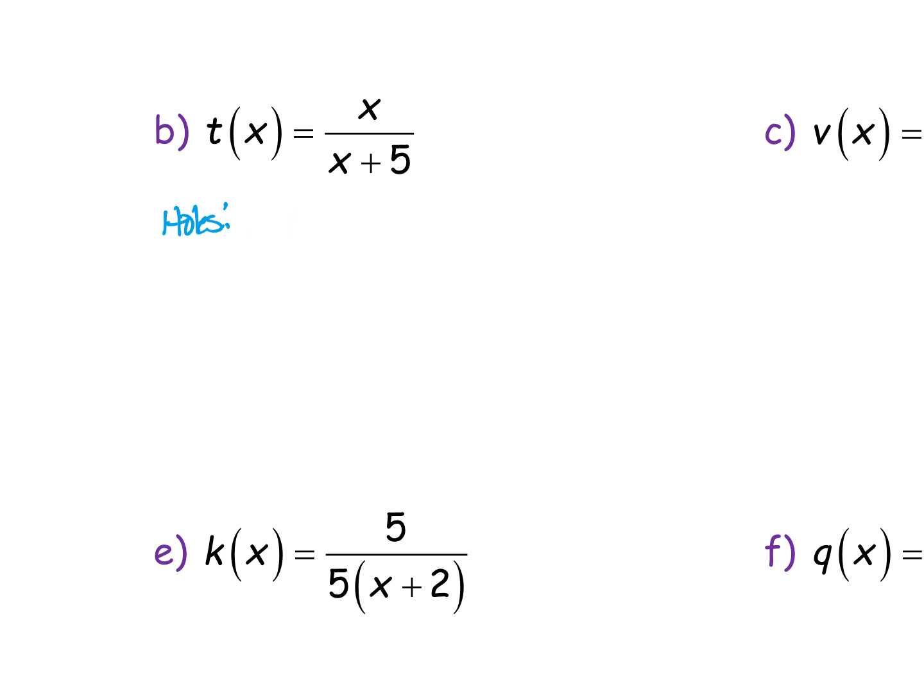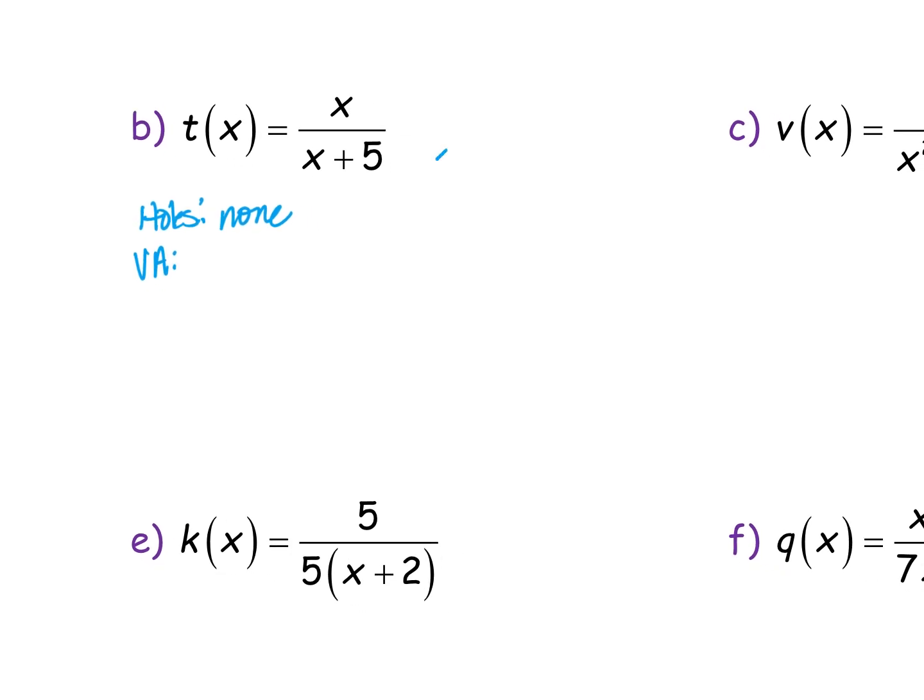Let's just try it one more time. Okay, vertical asymptote. Why did I spell holes twice? It's definitely one of those days. None. Okay, there we go.